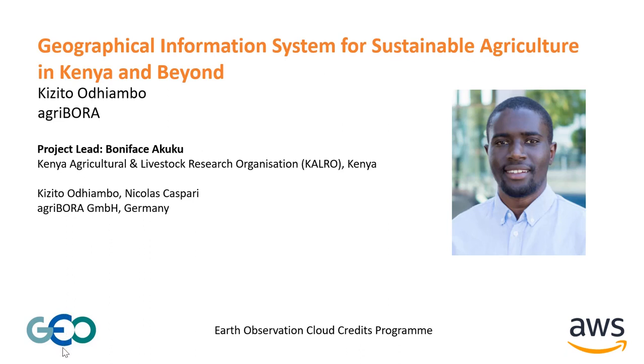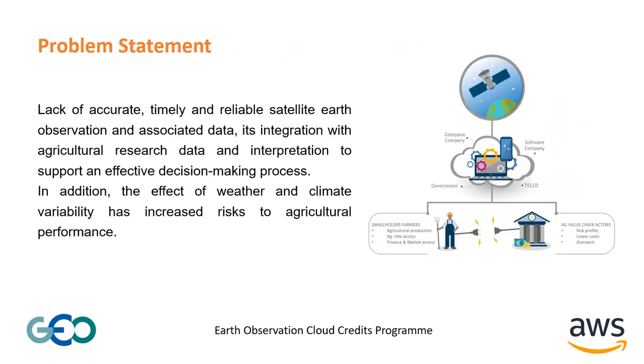With our project, we are trying to address the challenge that, on the one hand, there is a lot of agricultural research data available in Kenya, but we lack accurate and timely satellite Earth observation data. We are looking at how we can integrate this satellite data with already existing research information, specifically to support decision-making for stakeholders within the agriculture ecosystem. Of course, we are looking at this from the perspective of weather and climate variance, which is increasing the risk of the agricultural sector per se.